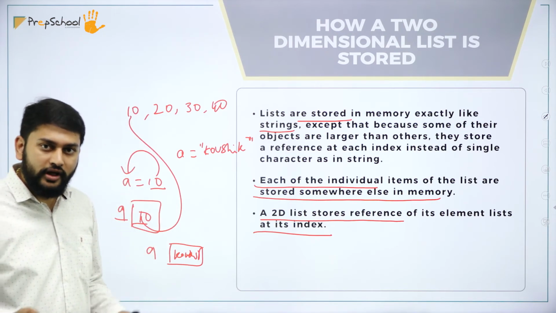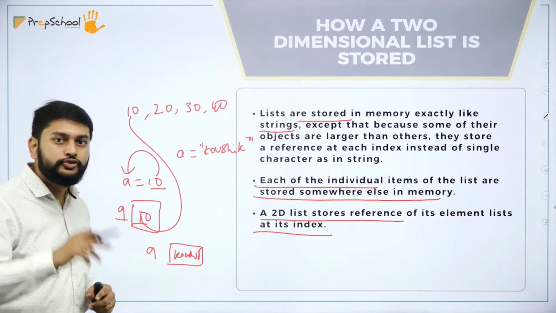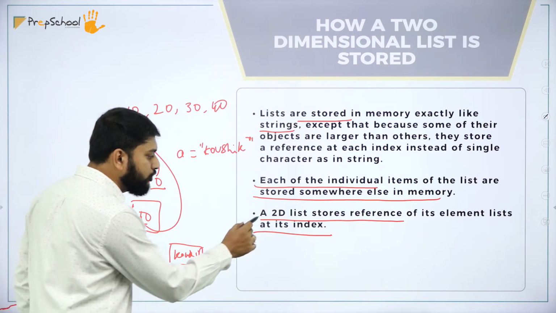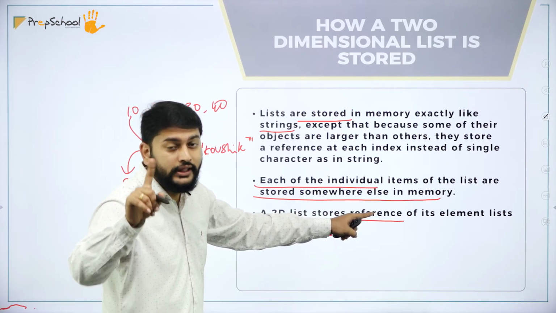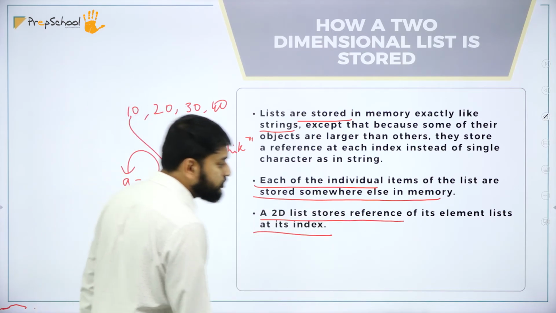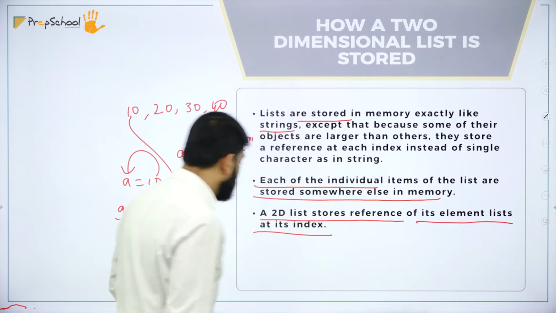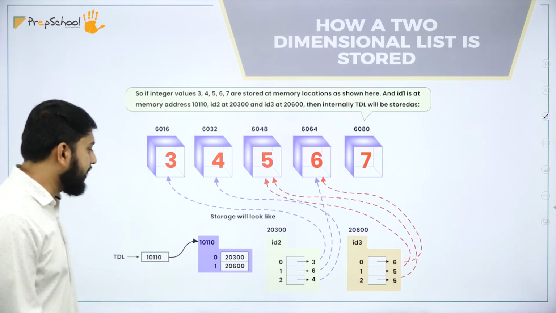Each value, whatever I have, is stored somewhere else in the memory. So that is point number 1. Point number 2: a 2D list stores the reference, not the value. It stores the reference of its element lists at its index.